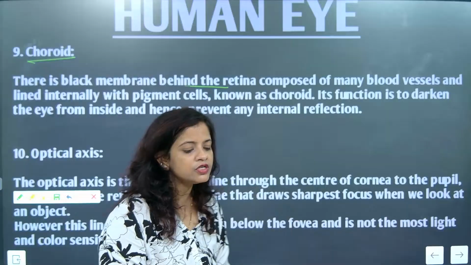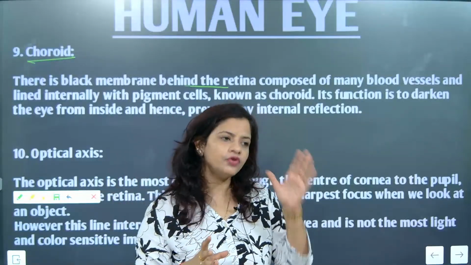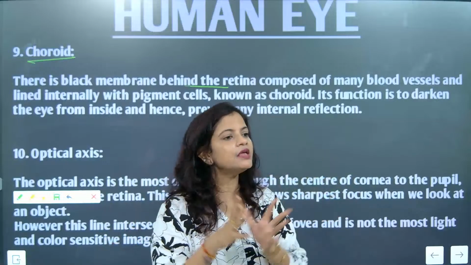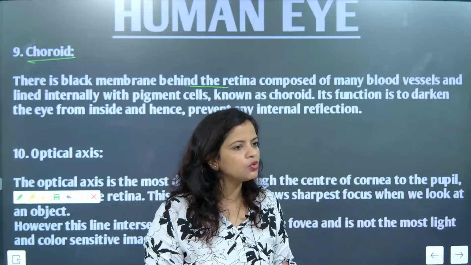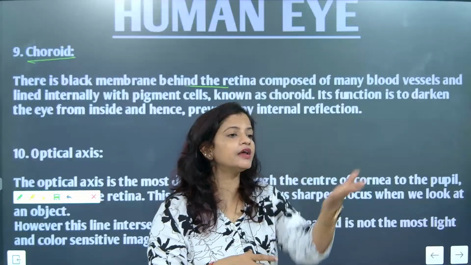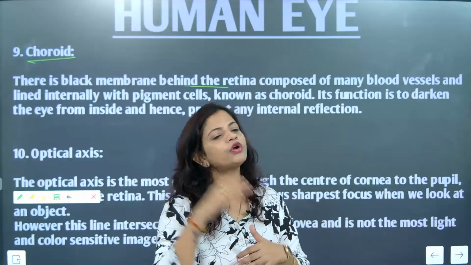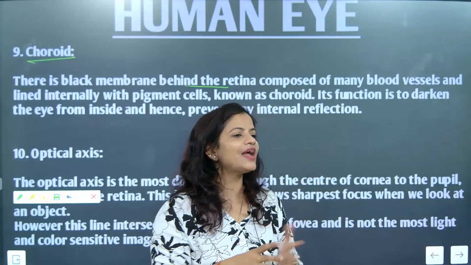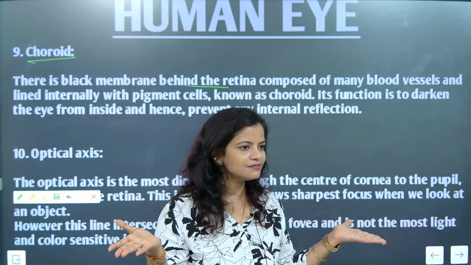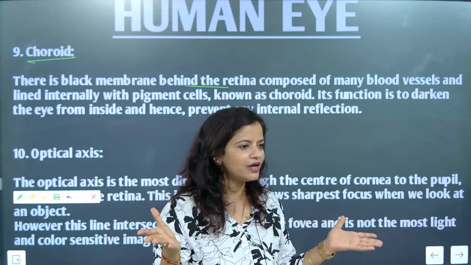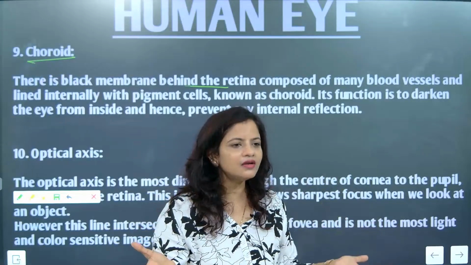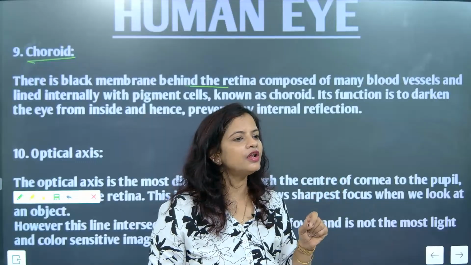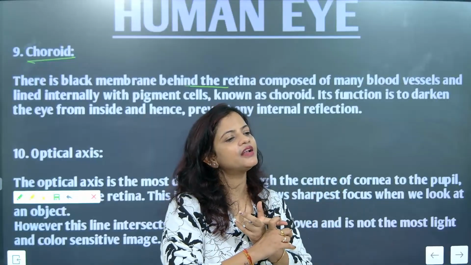I hope you might have understood. You need to understand that the image has to come clear. Multiple image formation means you won't be able to locate an object perfectly in the correct location. Correct now? For that, what do you need to do? You can't control it. Who is controlling it? Choroid. It is preventing internal reflection.